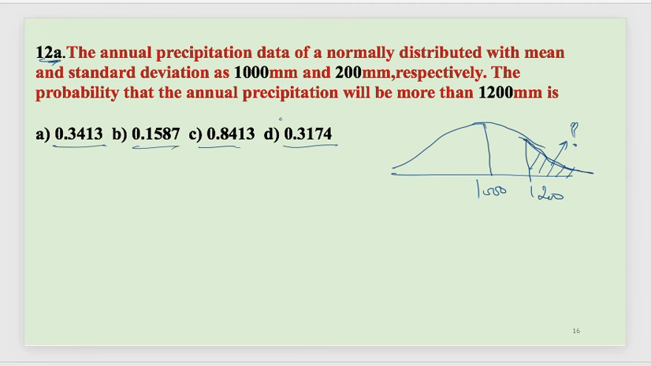So let's try to identify the availability. They gave us a sigma value of 200. This is mu. Now here the empirical rule can be used. What I am observing is that 1200 is at a distance of what? If mu is the mean, we have discussed the empirical rule. I'll show you the slide so that you get an idea.